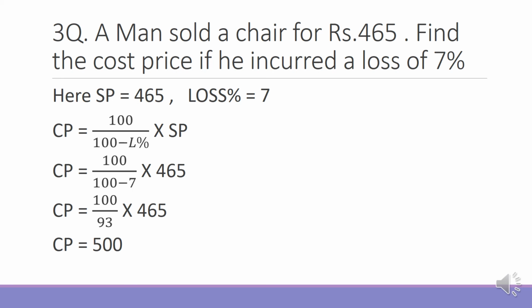By using the formula, cost price is equal to 100 by (100 minus loss percentage) into selling price, we can find the answer. Here CP is equal to 100 by (100 minus 7) into 465. After solving this, we get cost price is equal to 500.